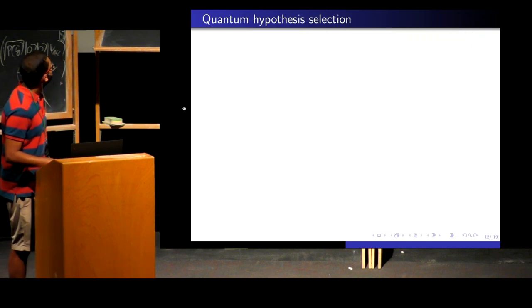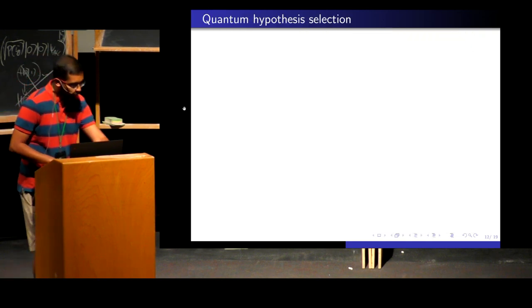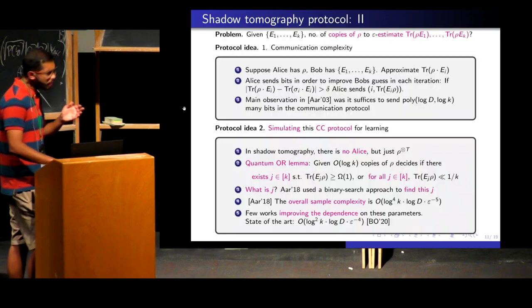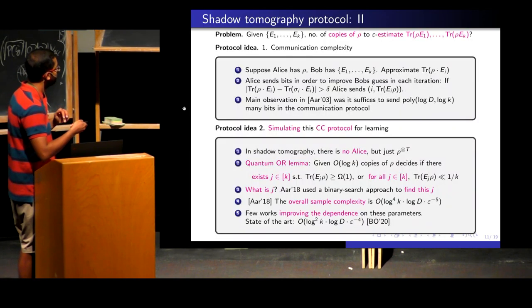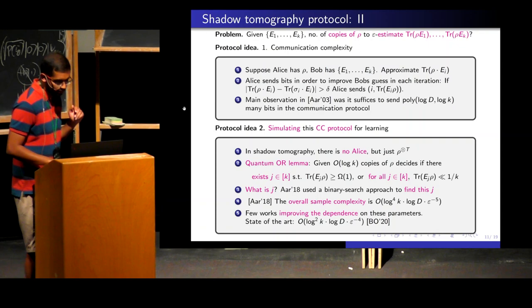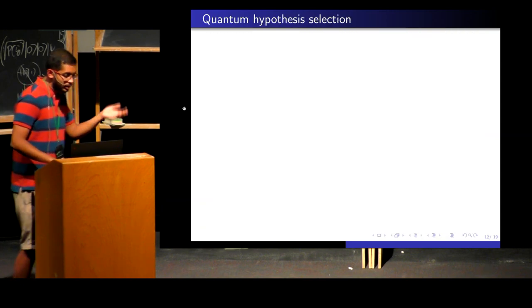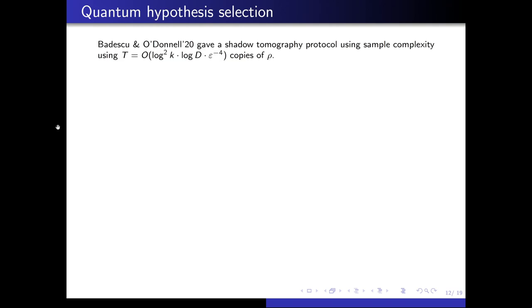Good. Let me just mention one more thing about quantum. Let me mention an interesting corollary of this Bădescu-O'Donnell protocol, which I think is very interesting: the corollary on quantum hypothesis selection. As I said, Bădescu and O'Donnell gave this protocol with sample complexity log squared k times log d divided by epsilon to the 4 for shadow tomography.